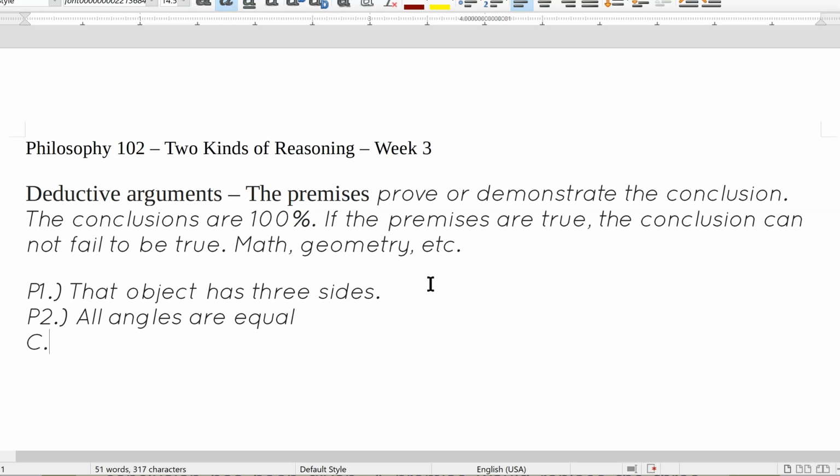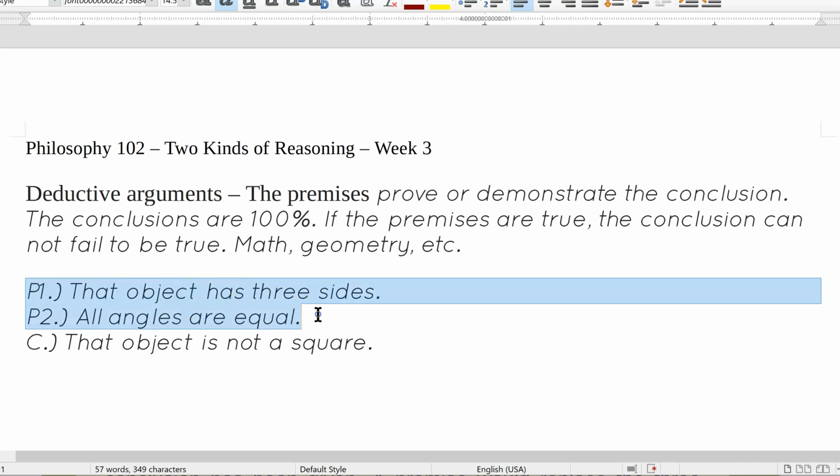So our conclusion from this can be something like that... right, that object is not a square, right? And this probably seems pretty obvious to you, but this is important to recognize. If these things about whatever object we're talking about, this theoretical object, that object has 3 sides and all angles are equal, means that that object is not a square. That's not physically possible. The conclusions are 100%.